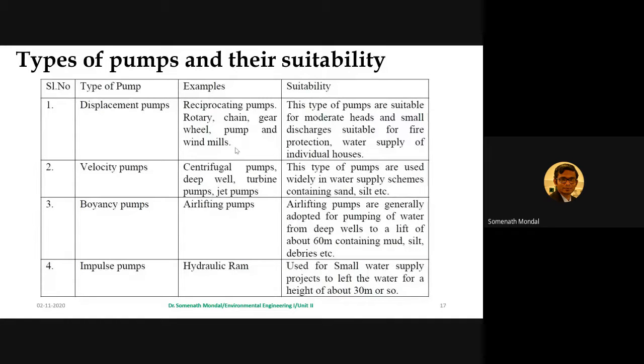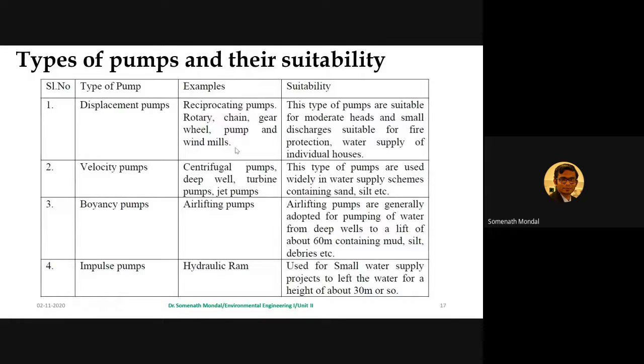So in most of the cases, you can see a combination of centrifugal pumps and reciprocating pumps being used. See, when we say water supply scheme, it has several components. So in lower pressure or in low discharge situation, you can use a reciprocating pump. So that is the most common in that category. On the other hand, when we talk about velocity pumps, mostly centrifugal pumps and jet pumps and deep well pumps, these are the pumps which are conventionally used, and they are used on a larger scale, and that is what is even mentioned in the suitability column. You can go through that.